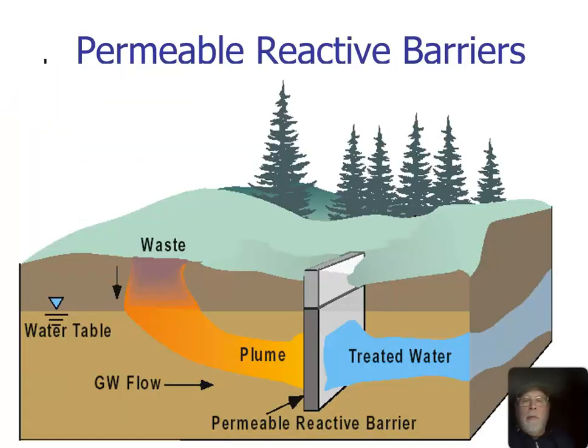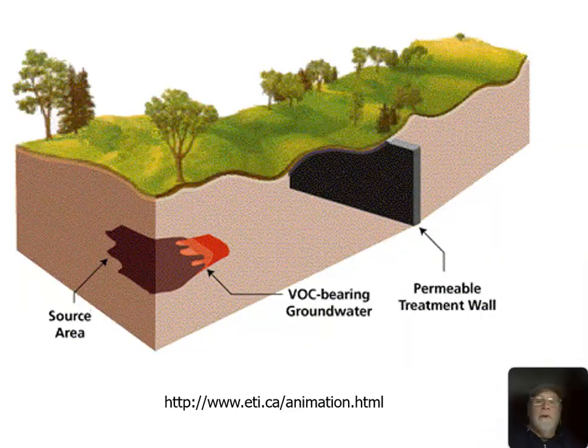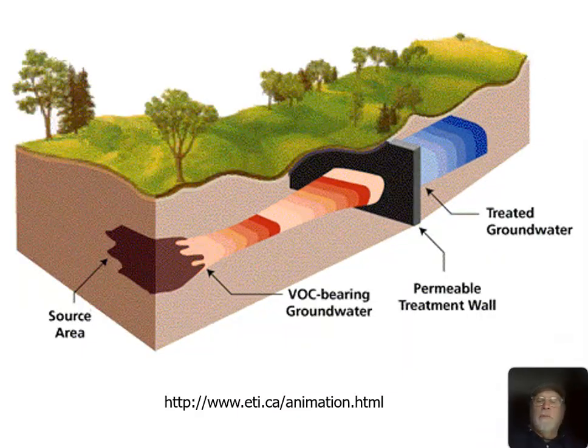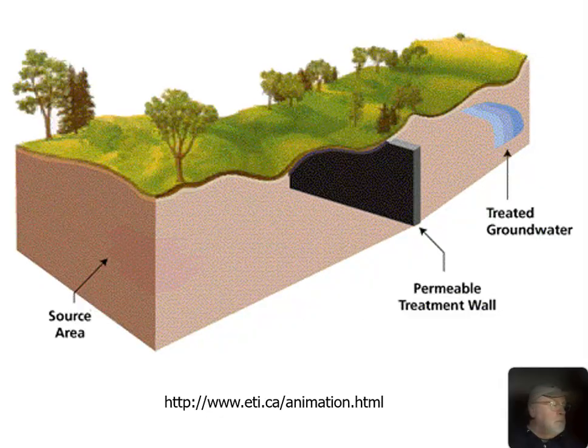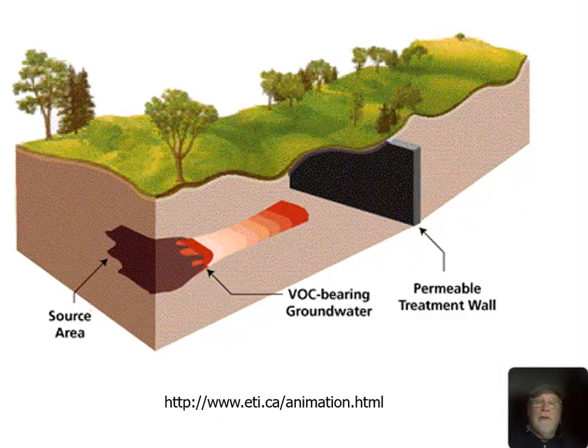So the way permeable reactive barriers work is you have a passive wall here that's not a barrier to flow, it's a barrier to the chemical. So the chemical comes through, something happens in that wall where it gets treated and clean water comes out the other end of it. So this is a little graphic of that. So it's a passive technology.